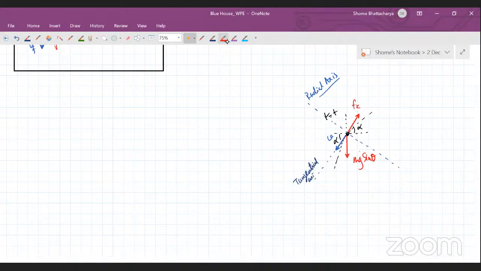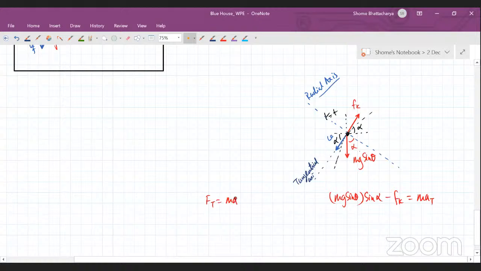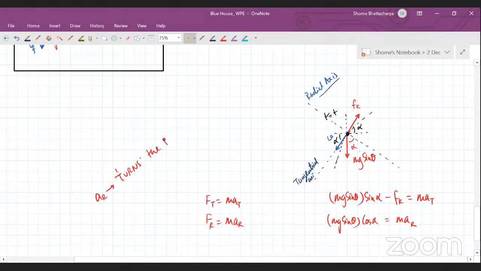Okay, so you can see here that this angle is alpha, so that means this angle is alpha. So we have mg sine theta sine alpha minus kinetic friction, that is providing the tangential acceleration. So the net tangential force is equal to mass into tangential acceleration, and the net radial force is mass into radial acceleration. So mg sine theta into cos alpha will become m into radial acceleration. Remember, radial acceleration turns the velocity vector, whereas tangential acceleration is equal to rate of change of speed.